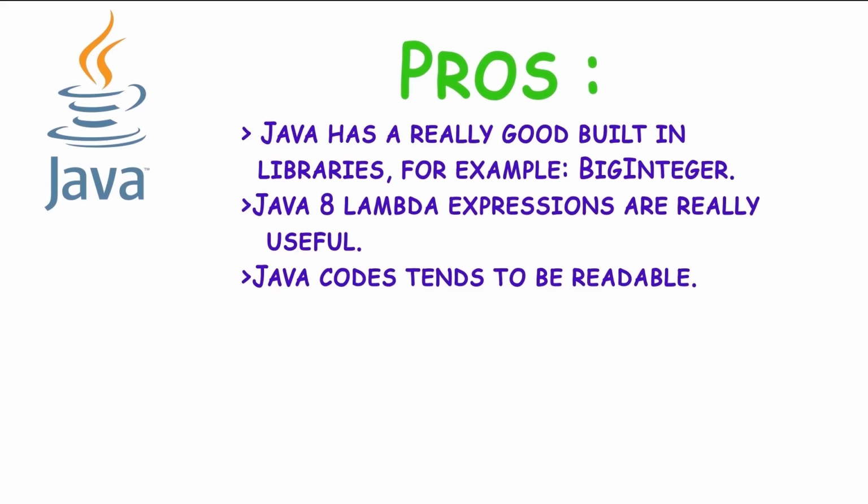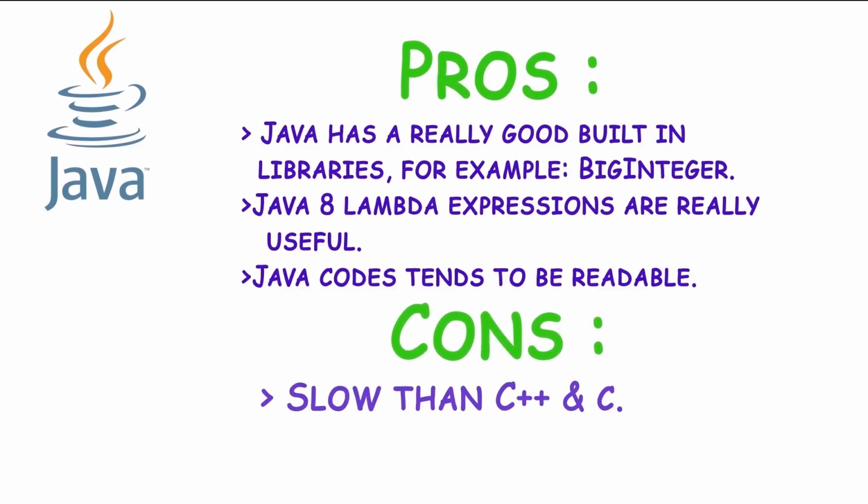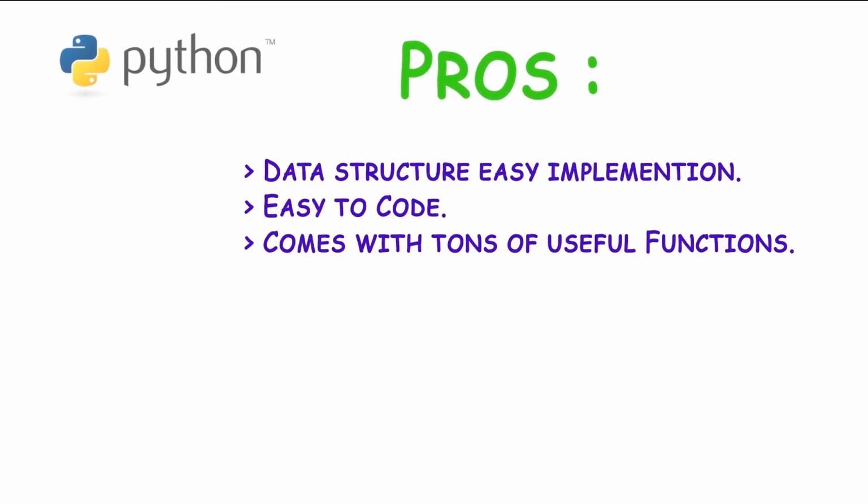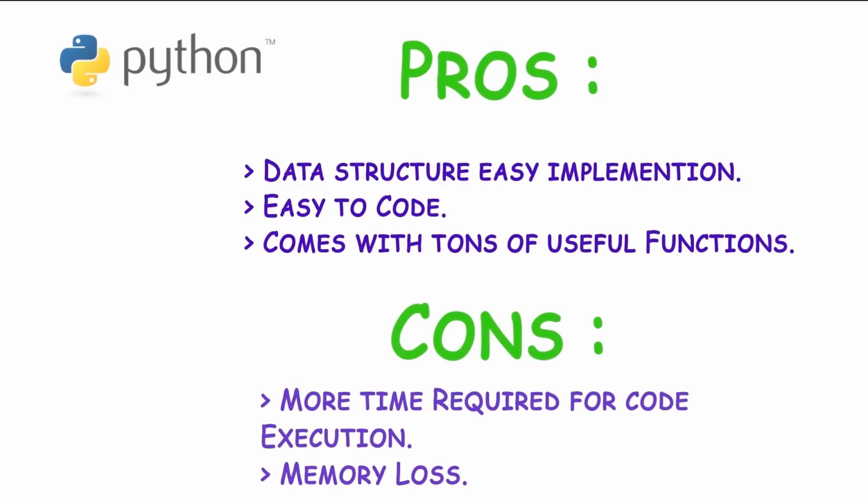Next we have Java. It's really a good choice as it also comes with built-in libraries. Java 8 lambda expressions are very useful and it's a lot easier to read. But the major drawback of Java is that it is very slow to compile in comparison to C and C++. Now the last one is Python, a versatile language that can be used in many fields of the IT sector. There are many advantages of using Python. Examples are: data structures are easy to implement, it's very easy to code and read, a perfect choice for beginners, and comes with a lot of useful functions.